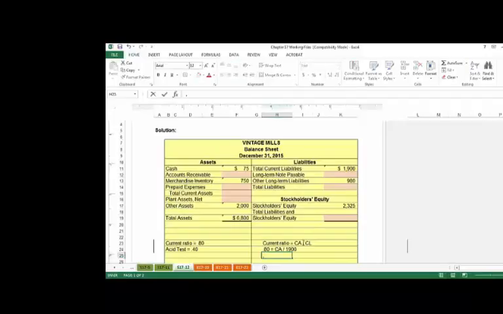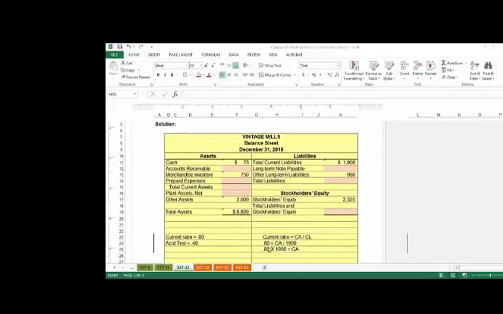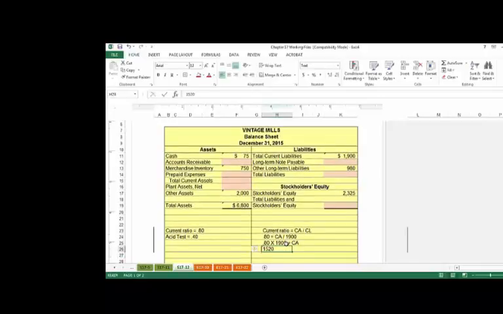I'm going to take 0.80 times 1900, and that's going to give me my current assets, which is going to equal 1520. So 1520 is going to give me my total current assets. So there's total current assets. Now I have total assets, I got current assets, and now that I have current assets, I can solve for those plant assets right here.